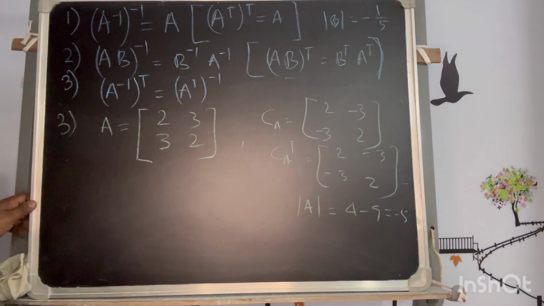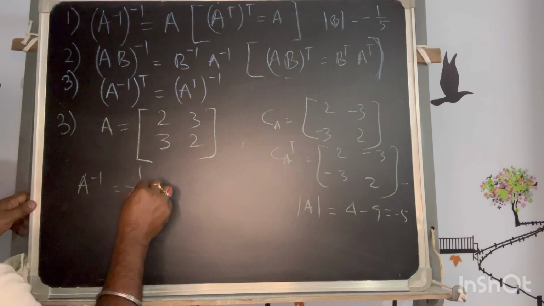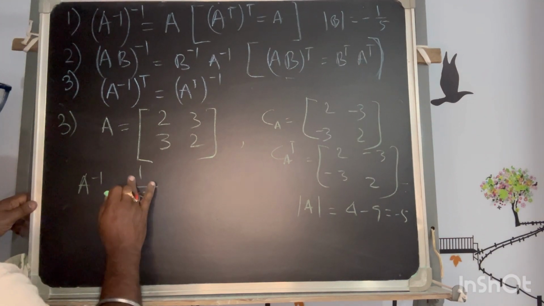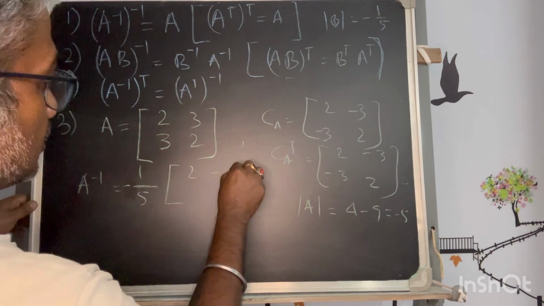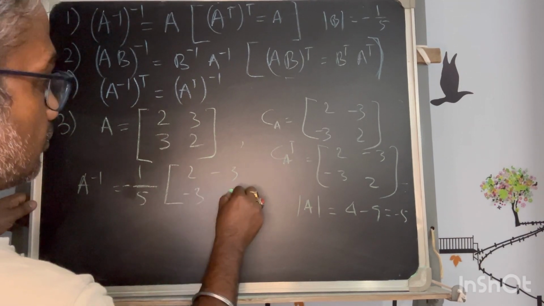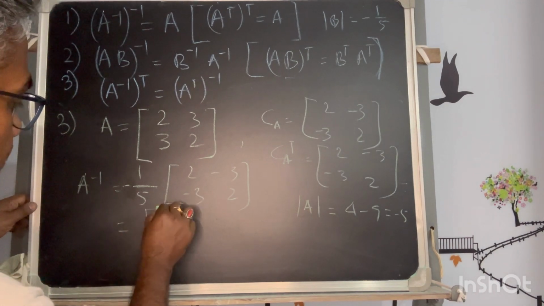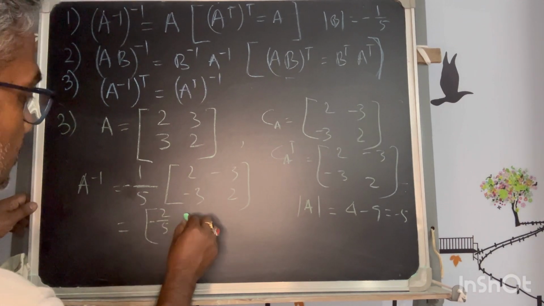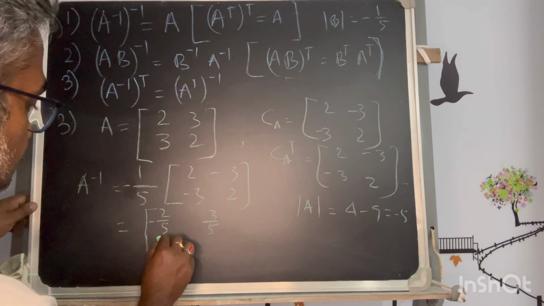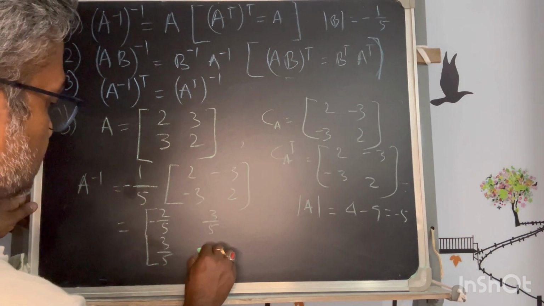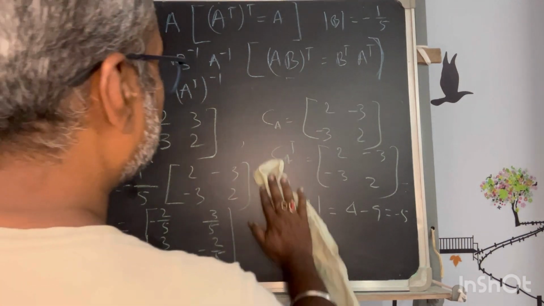Now A inverse is what, 1 by minus 5, you have to calculate with this matrix. So now this remains, minus will be adjusted inside, 2 by 5, this is minus, 3 by 5 will be positive, then 3 by 5, and this is minus 2 by 5. So this is the ultimate A inverse. Okay, fine.